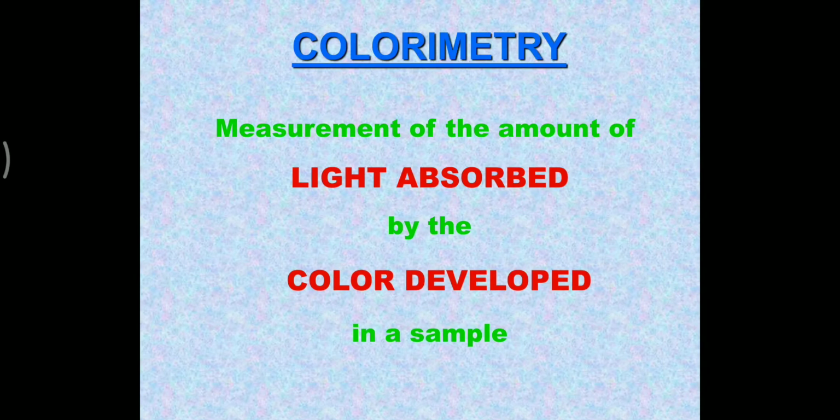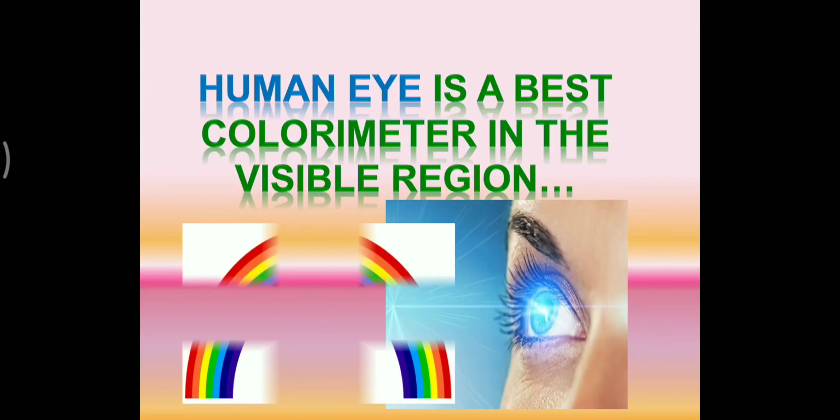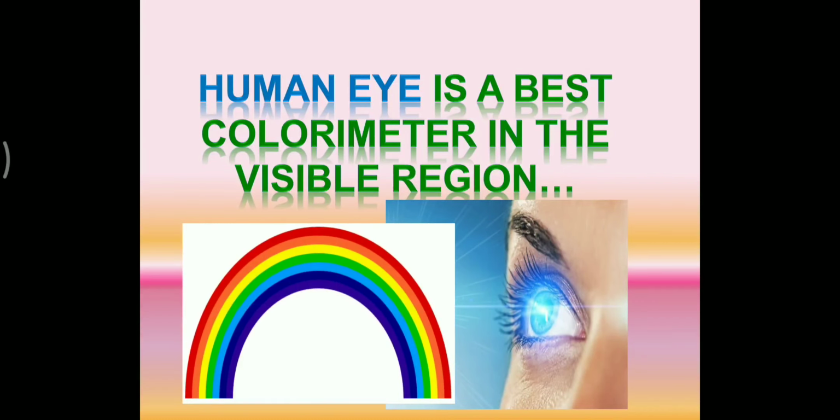So the measurement of the amount of light absorbed by the color developed in a sample, this is the method which is used in colorimetry. Each sample which has a different color absorbs light to a different extent, and that is measured by using colorimetry. The human eye is the best colorimeter in the visible region, and we know that we can see different colors, for example a rainbow. So the human eye is said to be a natural colorimeter.